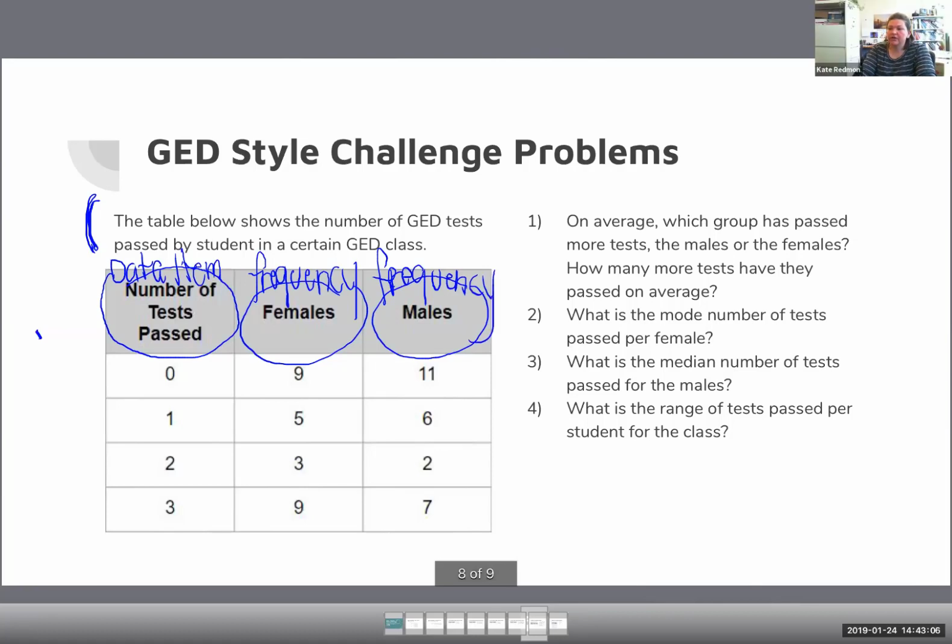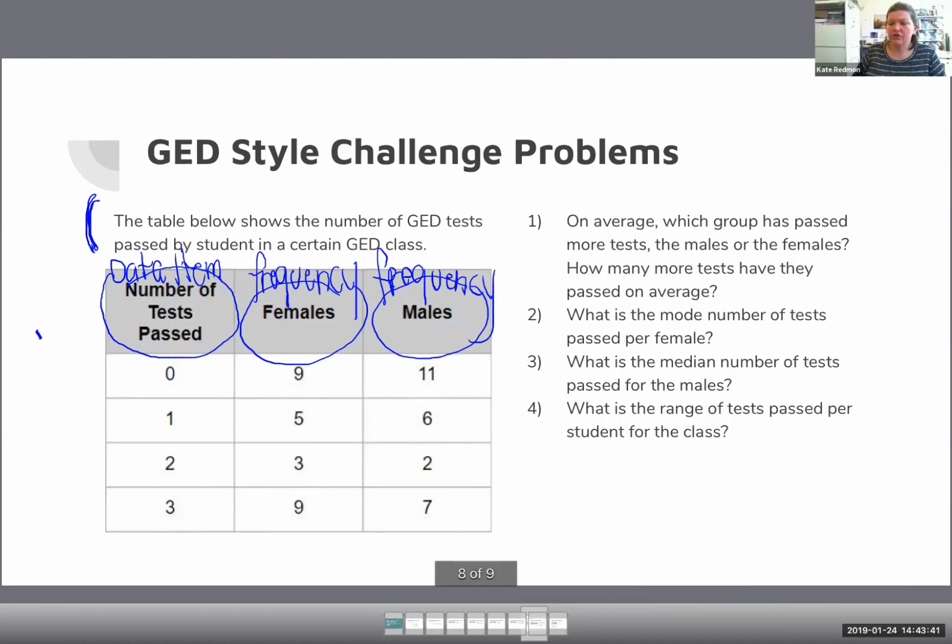Number 1, I really like because you can make a decent guess based on this chart, but I'm also going to check my guess using the math because that's what I'm practicing today. So number 1 says, on average, which group has passed more tests, the males or the females? First, I'm just going to ask you to make a guess. What do you guys think? When you look at the column of females and you look at the column of males, on average, who do you think has passed more tests?